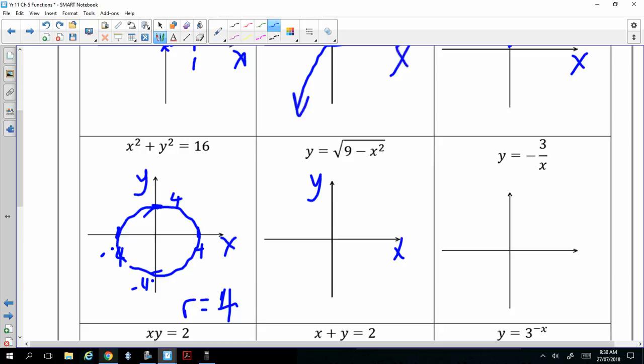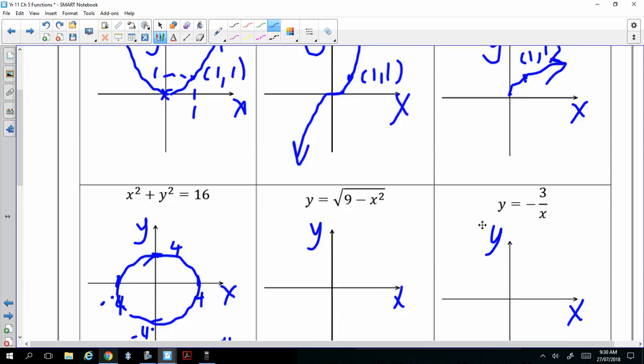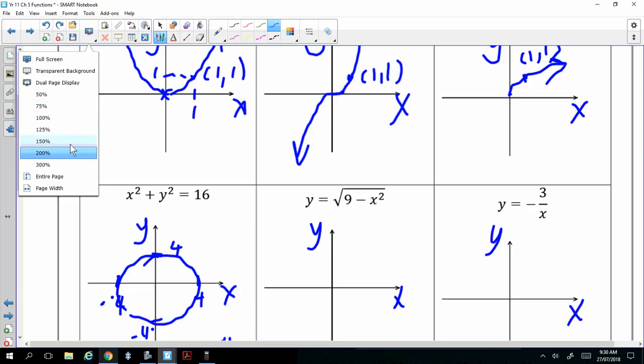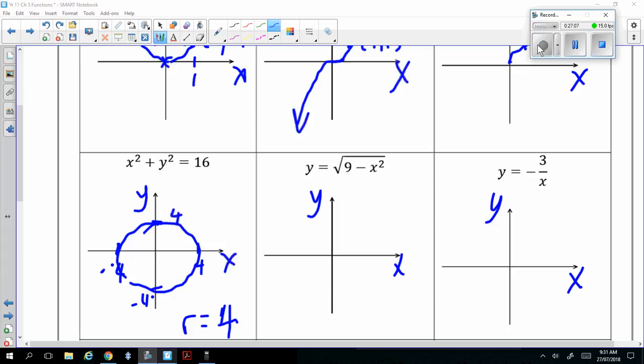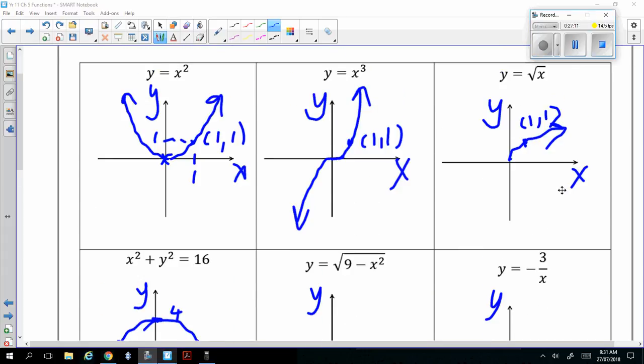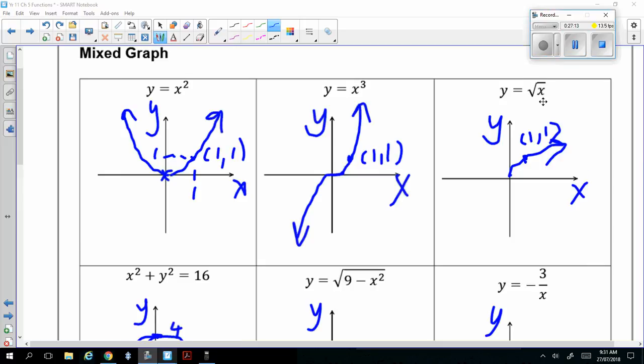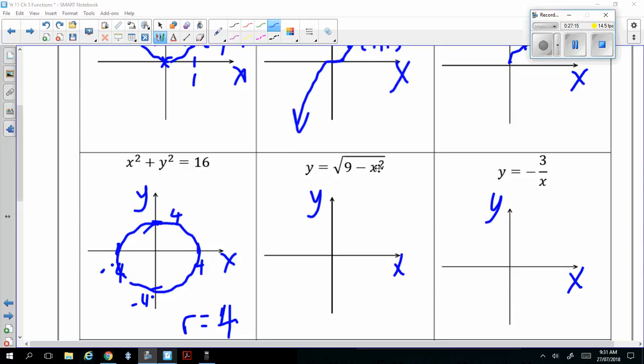So you're up to this one. That's a semicircle. Just remember there's a square root. Note the difference between this one, that's a square root graph, not a semicircle, but this one has an x squared inside. 9 minus x squared, that's a semicircle of radius 3. And it's an upper semicircle. Okay?